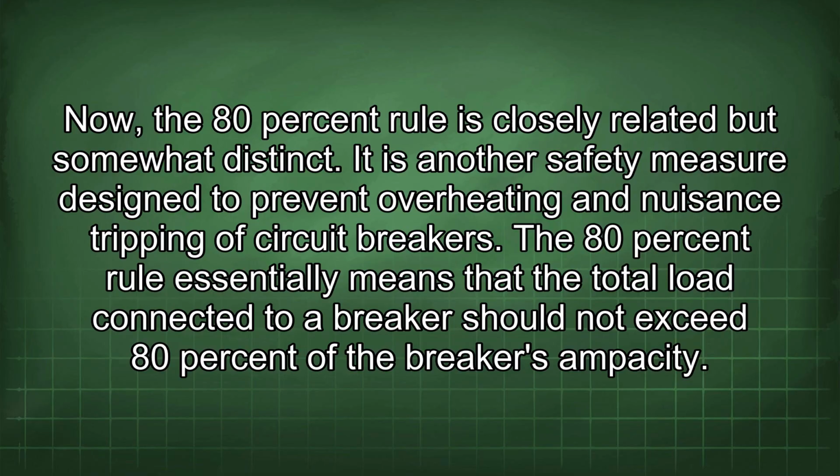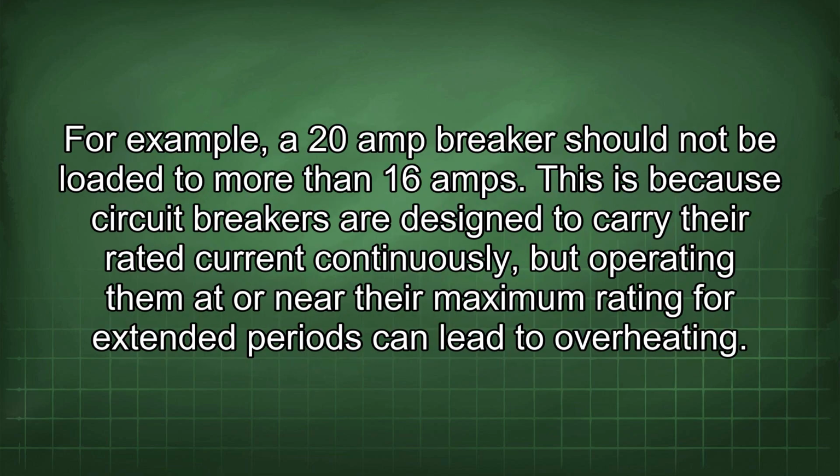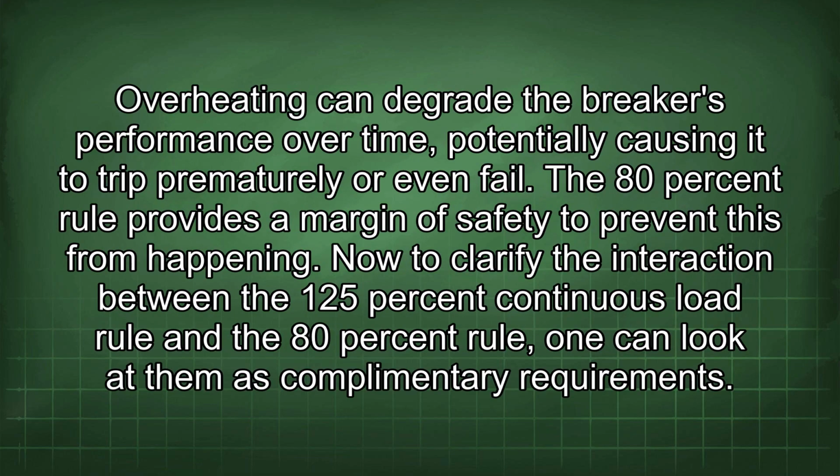The 80% rule essentially means that the total load connected to a breaker should not exceed 80% of the breaker's ampacity. For example, a 20 amp breaker should not be loaded to more than 16 amps. This is because circuit breakers are designed to carry their rated current continuously, but operating them at or near their maximum rating for extended periods can lead to overheating. Overheating can degrade the breaker's performance over time, potentially causing it to trip prematurely or even fail. The 80% rule provides a margin of safety to prevent this from happening.